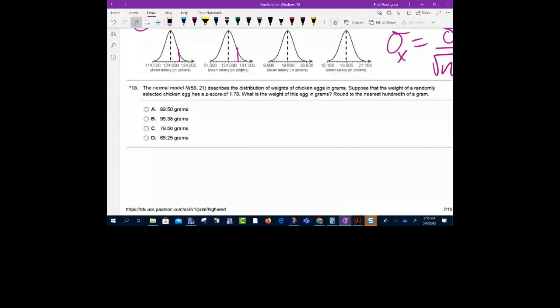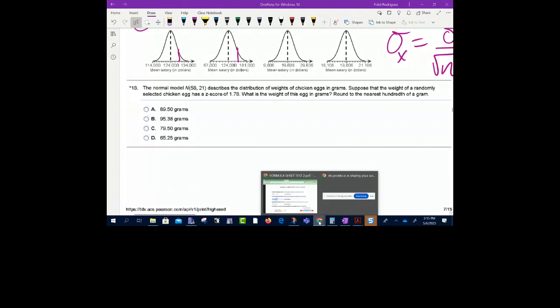All righty. Number 18 says the normal model N(58, 21) describes the distribution of chicken eggs in grams. Suppose that the weight of a selected chicken egg has a z-score of 1.78. What is the weight in grams? I'm going to come back again to my formula sheet. Here we go. This is the formula that I'm going to use: x equals mu plus z times sigma.